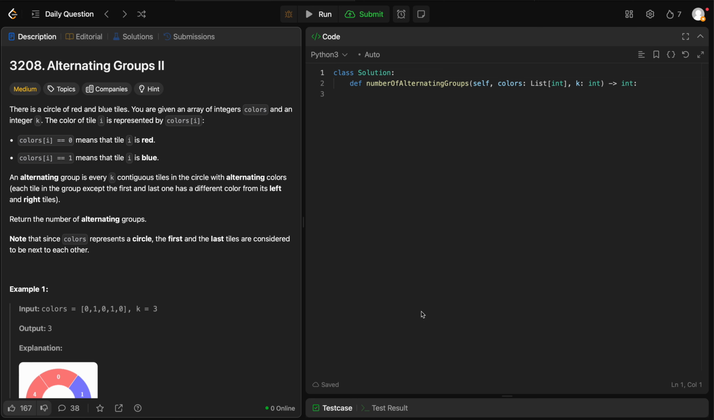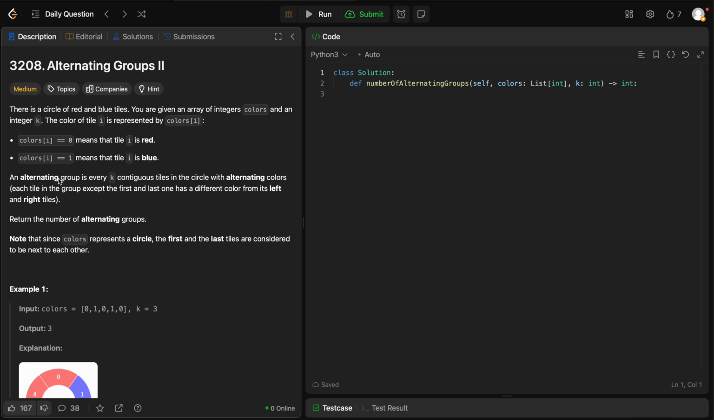Welcome back. In this video I'll be solving LeetCode problem 3208, Alternating Groups II. There is a circle of red and blue tiles. You're given an array of integer colors and an integer k. The color of tile i is represented by colors[i]. colors[i] being 0 means tile i is red, 1 means blue. An alternating group is every k continuous tiles in a circle with alternating colors.